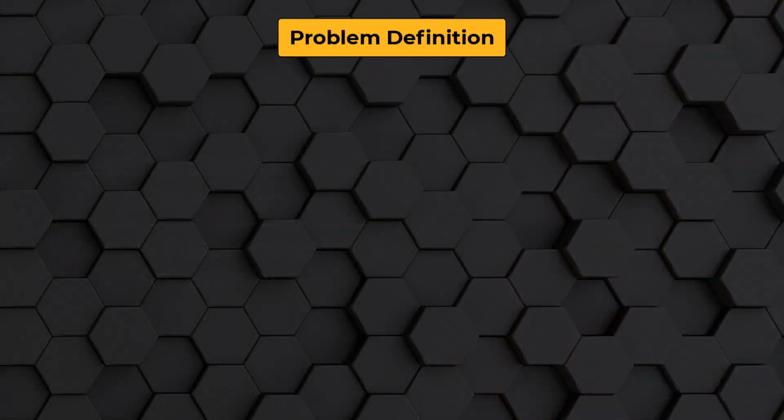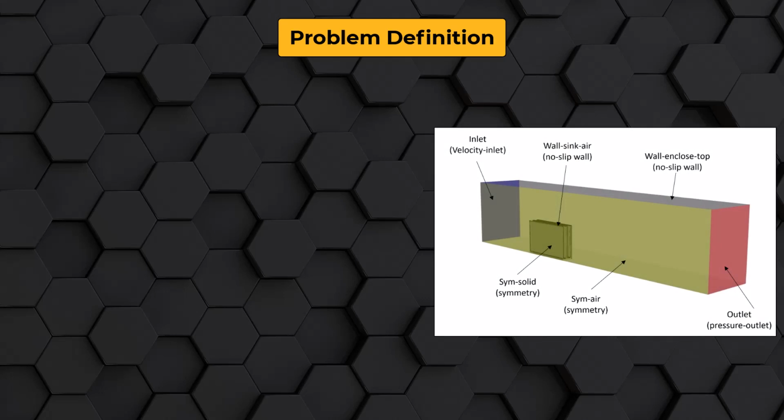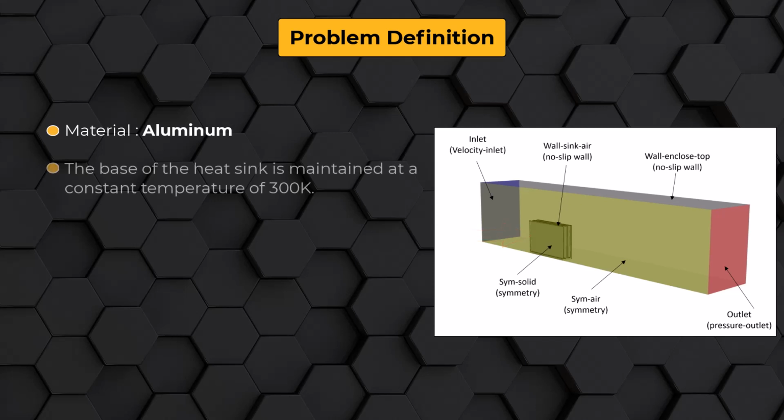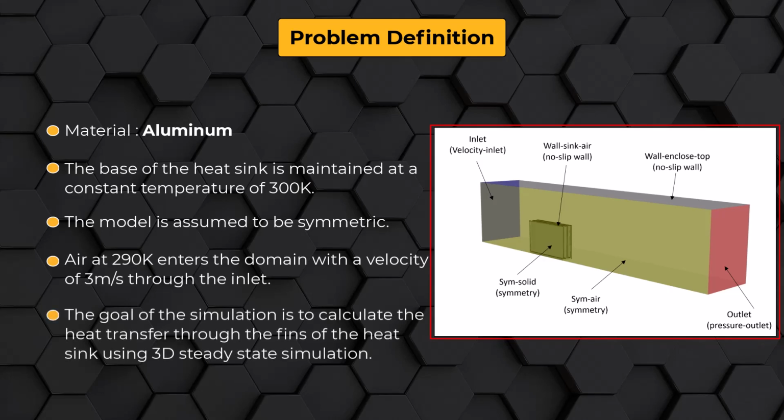Before we get into our simulation, let us get a clear idea of the problem being solved. Here, we have a geometry of a generic 3D heatsink with 5 fins made up of aluminium. The base of the heatsink is maintained at a constant temperature of 300 Kelvin. The model is assumed to be symmetric. Air at 290 Kelvin enters the domain with a velocity of 3 meter per second through the inlet. The boundary conditions used are as shown here.